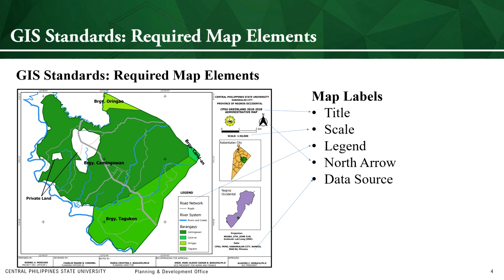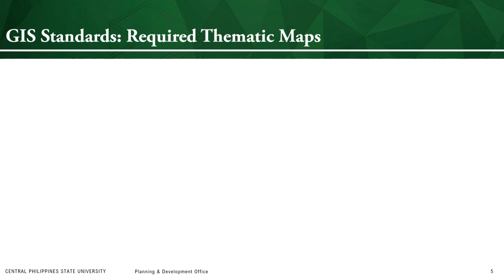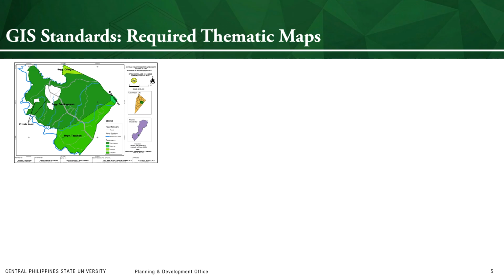These elements are not optional extras. They're the standard for every map in your submission. The manual also specifies the types of thematic maps that should be included in the LUDIP and notes that campuses should select those that are relevant to their specific context. The full list includes administrative map, showing political boundaries and campus locations.